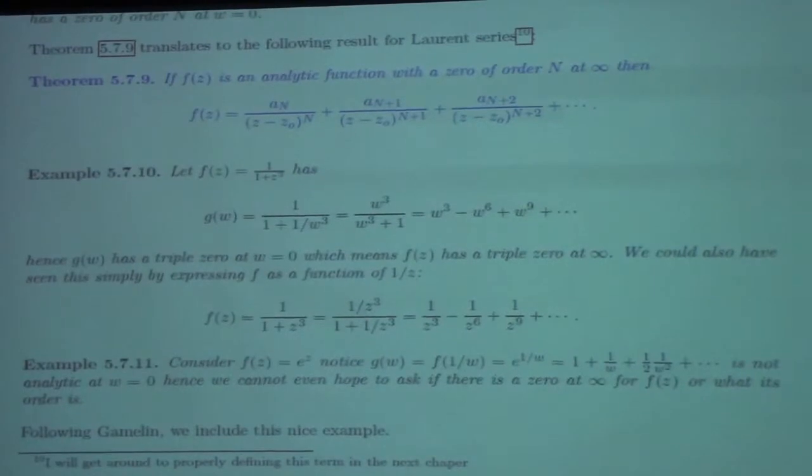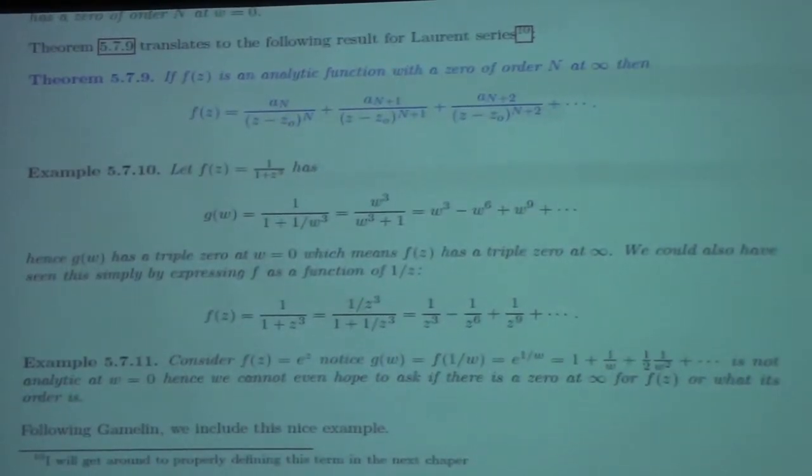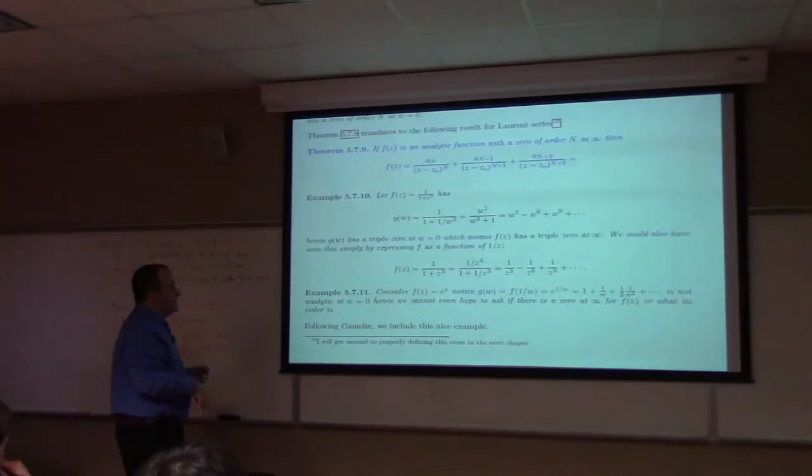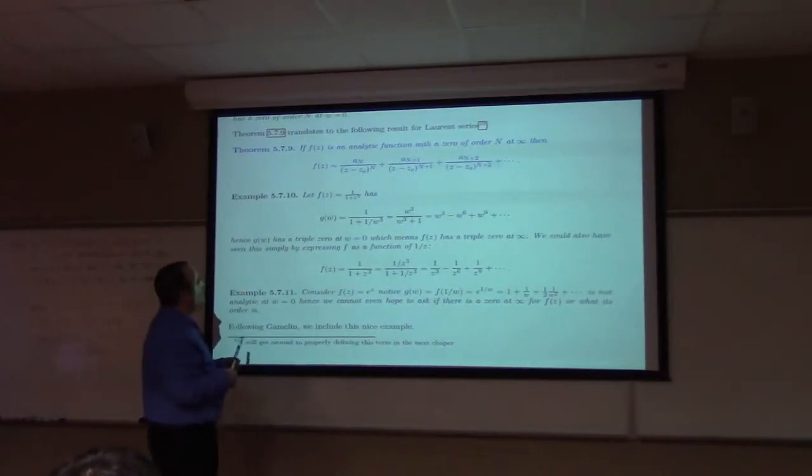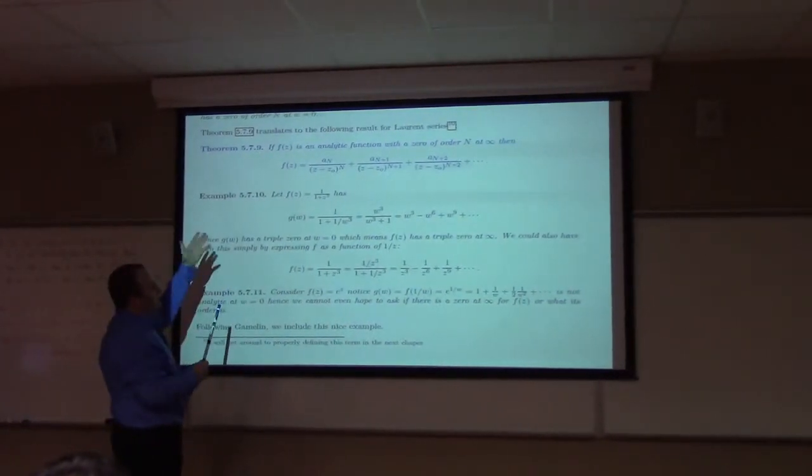If f of z is an analytic function with a zero of order n at infinity, then you can write it as a sub n over z minus z naught to the n, plus a sub n plus 1, and so forth and so on. Now, if you look at that, you could factor out a 1 over z minus z naught to the n power, and be left with a constant plus a reciprocal in z minus z naught and so forth, like what you're just looking at. So totally analogous to what I was just saying. But this is also if and only if, by the way.